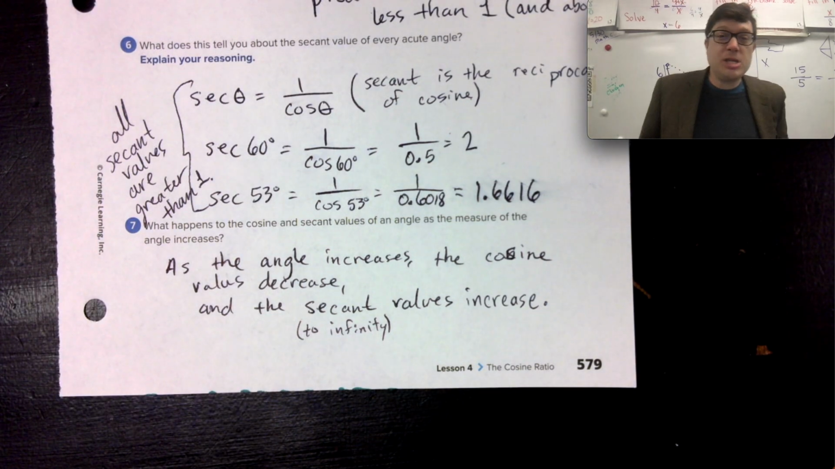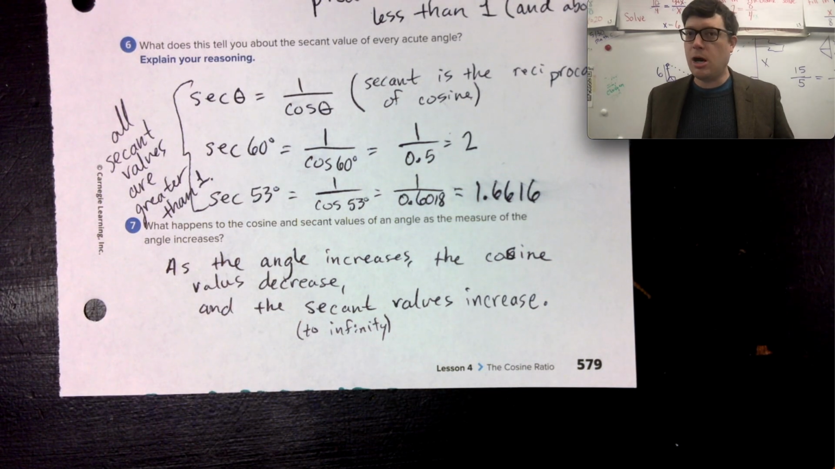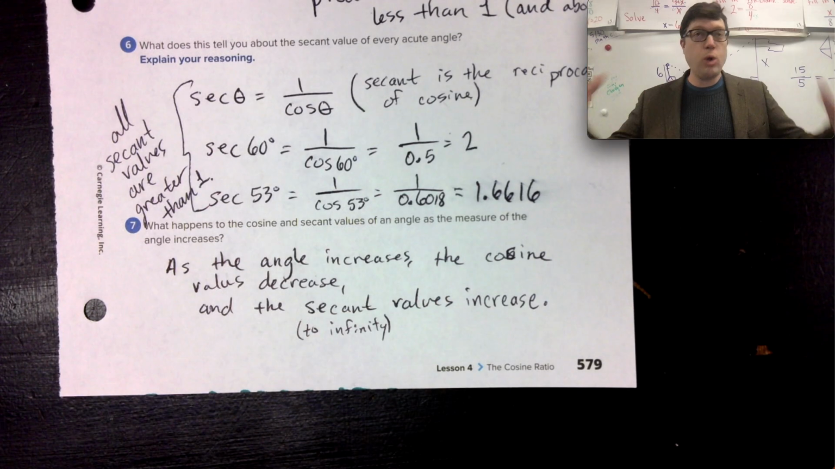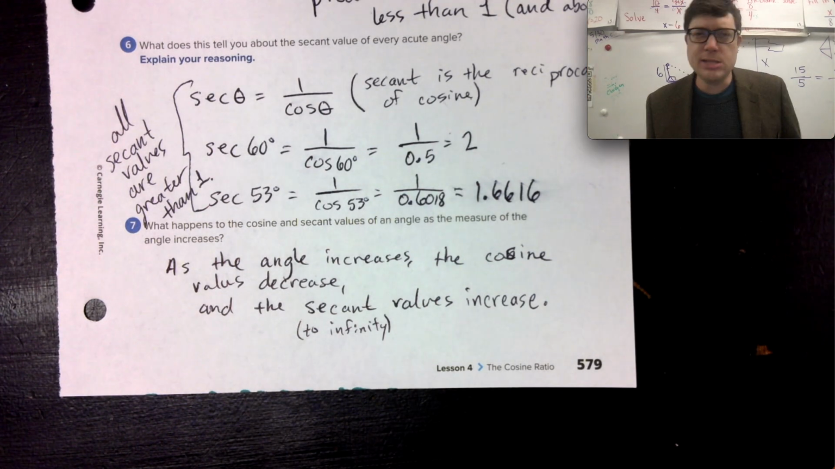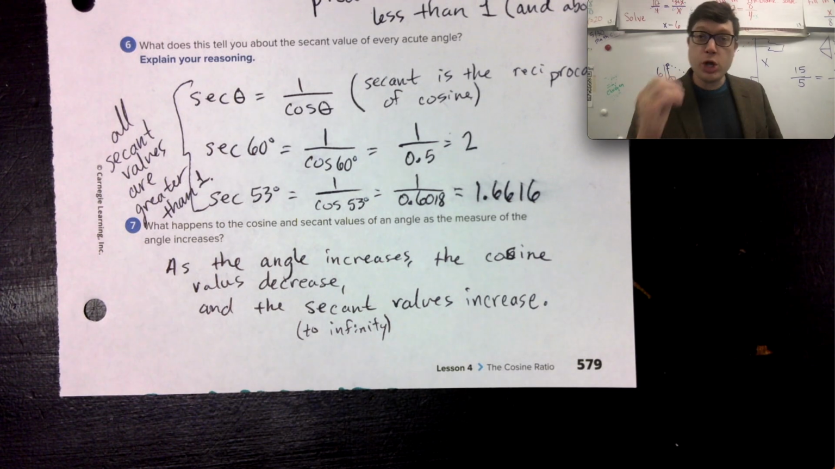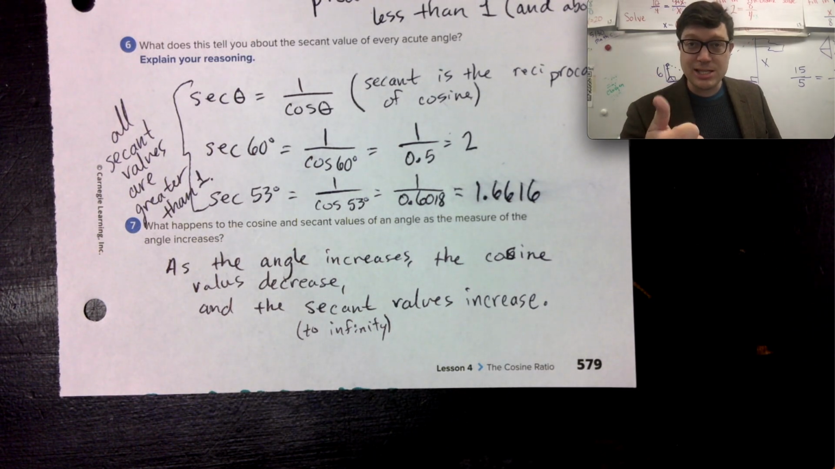Okay, thank you for watching this page, page 579. More to come, talking about cosine and what it is, and secant and what it is, and definitely putting them into practice. But remember, cosine is the ratio adjacent to hypotenuse.